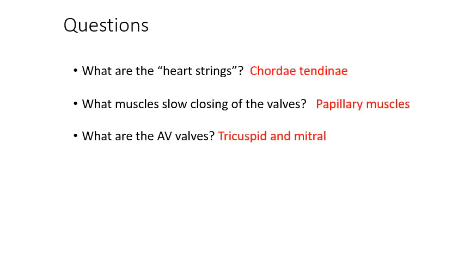All right, so the heartstrings are chordae tendineae. Those are tiny little tendons that attach the valves to the papillary muscles, which are the muscles that slow the closing of the valves. And those AV valves are correctly called the tricuspid and the mitral, sometimes also called the bicuspid valve.